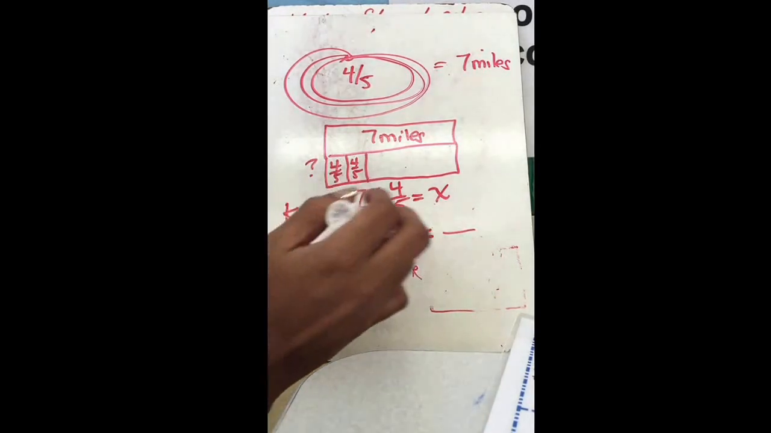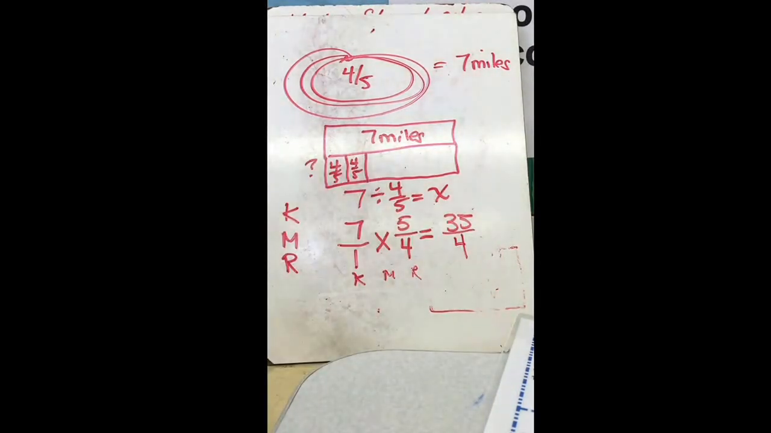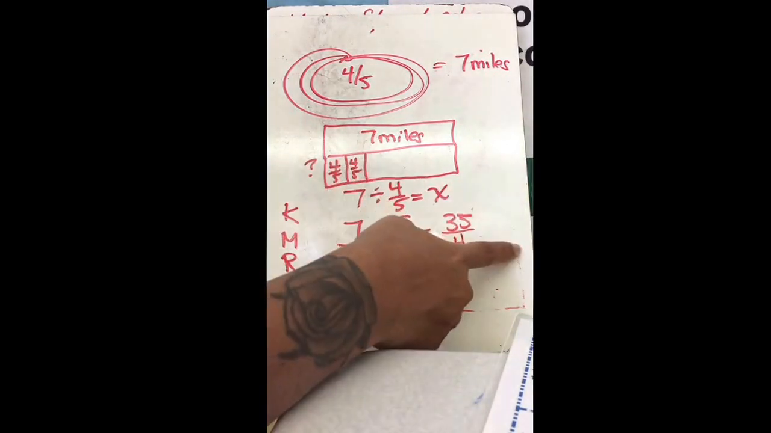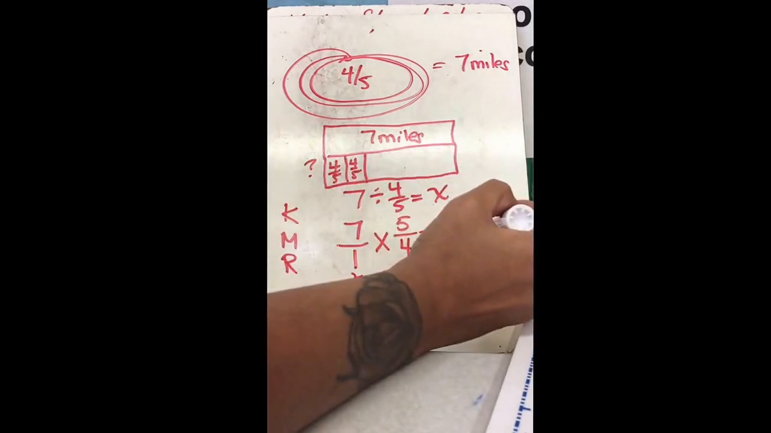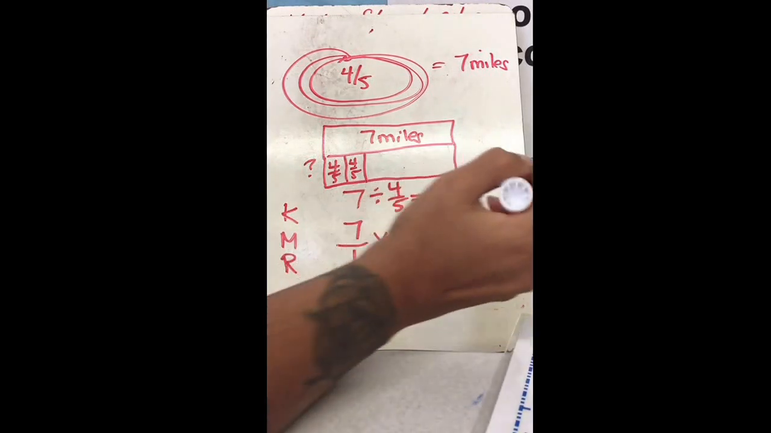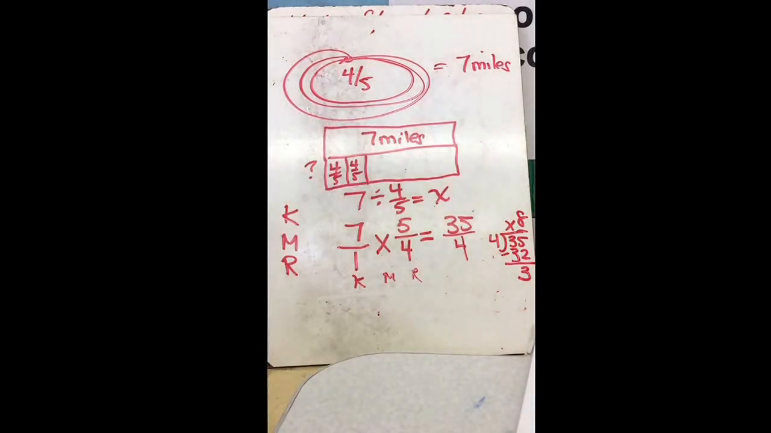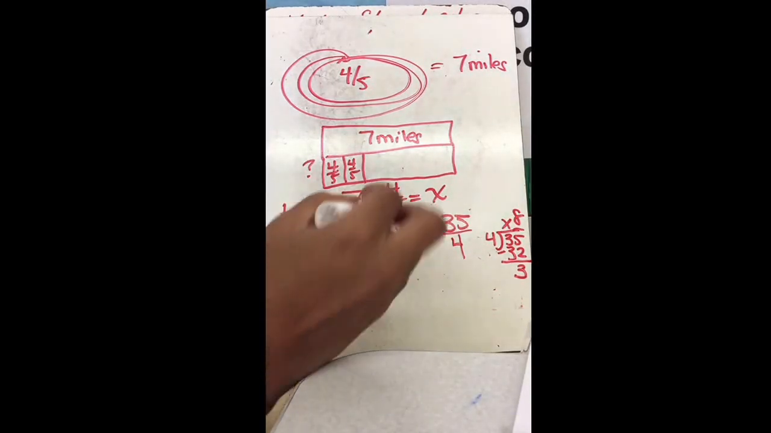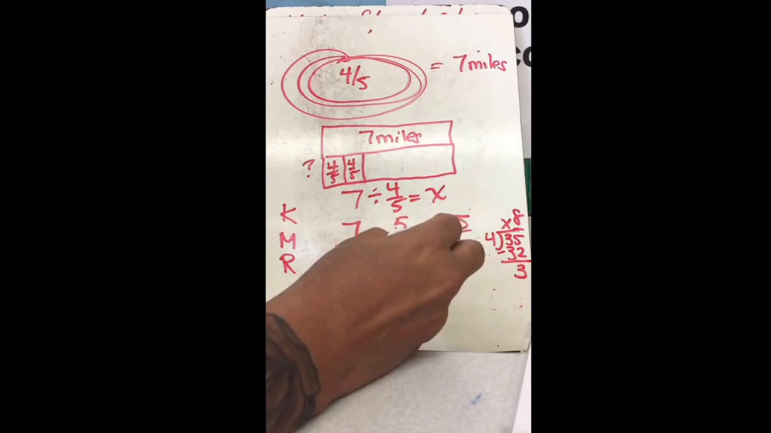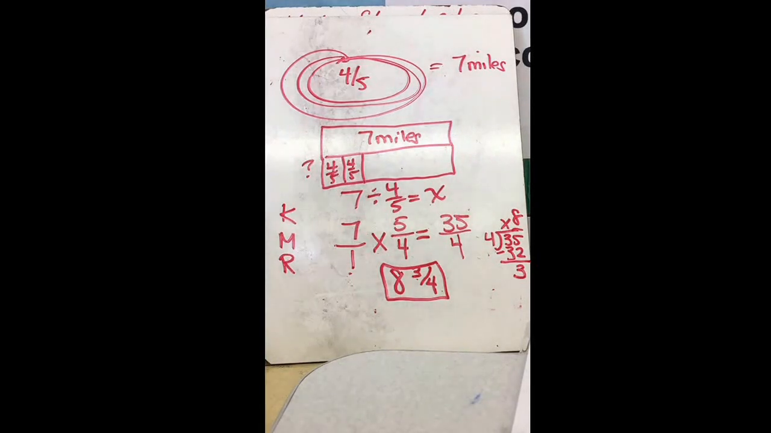And now I can just multiply. 7 times 5 is 35. 1 times 4 is 4. And I never keep my answers that way, so we're going to have to change it back to a mixed number. 35 divided by 4. I know 4 can go into 35 8 times with a remainder of 3. Because my whole question was in fractions, I can keep my answer in fractional form. So my answer is 8 and 3/4. That's how many times she had to run around the track.